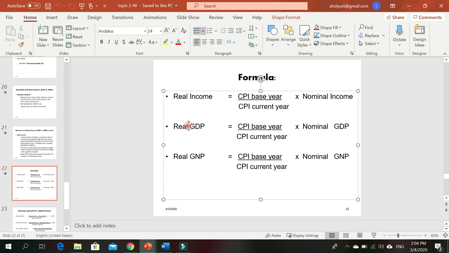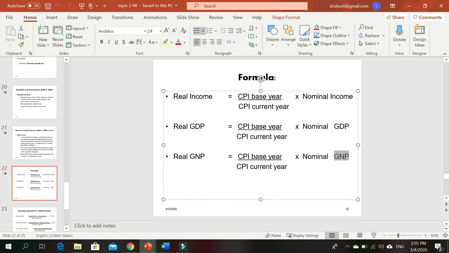If the question asks for real GDP, you multiply by nominal GDP. If it asks for real GNP, you multiply by nominal GNP. The part at the front, the formula is all the same. So it is based on the question, what type of question they ask. For example, the formula will be CPI base year over CPI current year. Okay, what is CPI? Consumer Price Index.